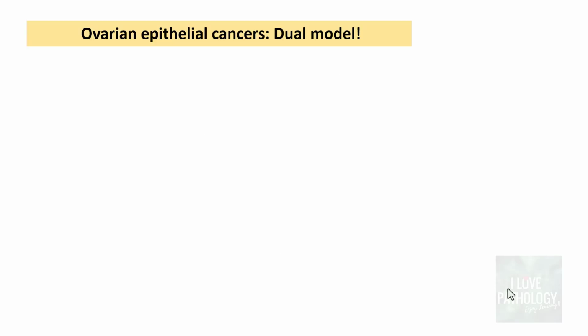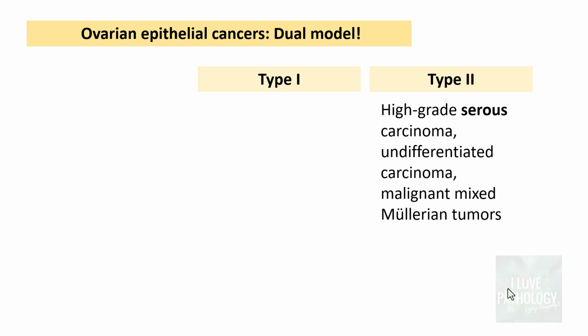Now, we also need to understand, particularly when we talk about ovarian cancers, that is carcinoma of the ovary, you talk about the dual model of ovarian cancers, where they are categorized into type 1 and type 2 ovarian cancers. Now, what is the difference between type 1 and type 2? Type 2 ovarian cancers are high grade serous carcinomas. Try to remember that type 2 ovarian carcinomas are high grade serous carcinomas.